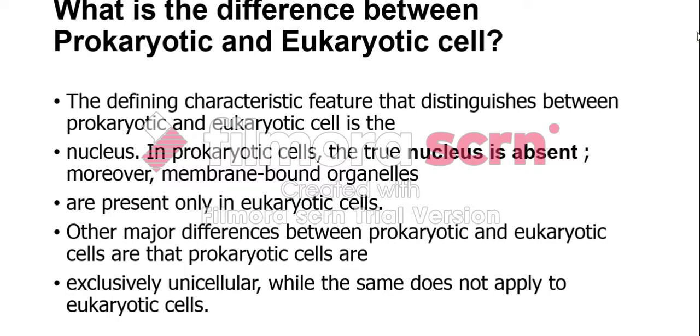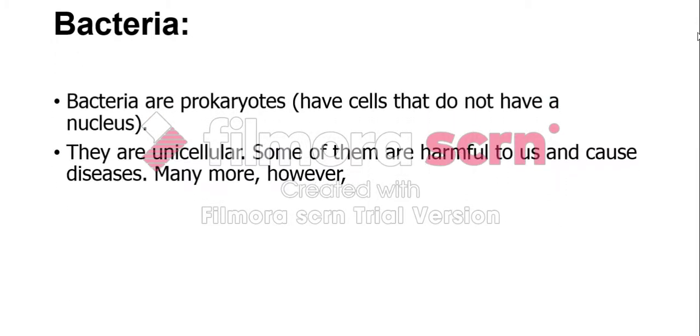What is the difference between prokaryotic and eukaryotic cells? The defining characteristic feature that distinguishes between prokaryotic and eukaryotic cells is the nucleus. In prokaryotic cells, the true nucleus is absent. Moreover, membrane-bound organelles are present only in eukaryotic cells. Other major differences between prokaryotic and eukaryotic cells are that prokaryotic cells are exclusively unicellular, while the same does not apply to eukaryotic cells. Bacteria, or prokaryotes, have cells that do not have a nucleus.